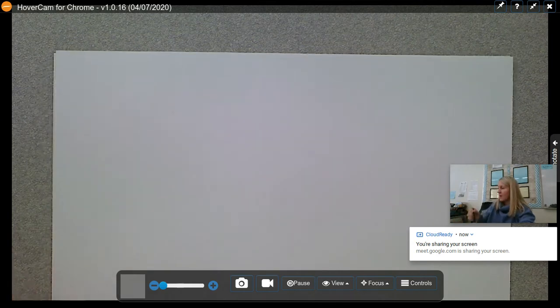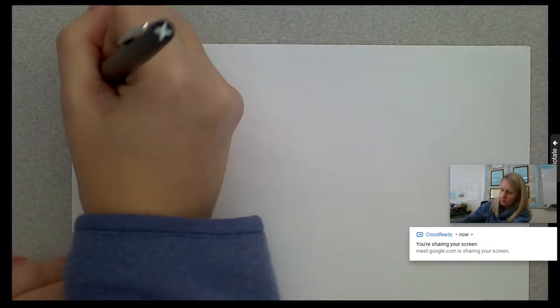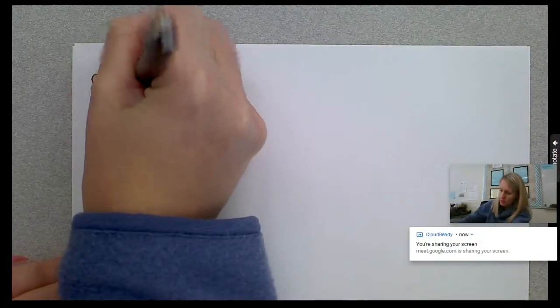So today we are going to be solving rational equations. Sorry, I'm always at weird angles when I'm writing on this thing. So, solving rational equations.